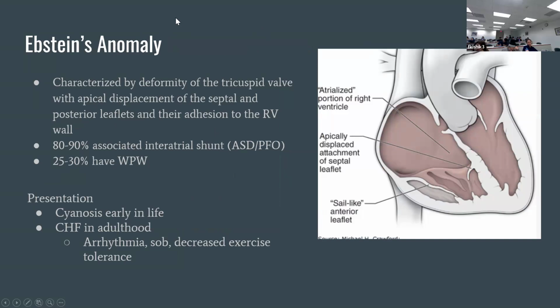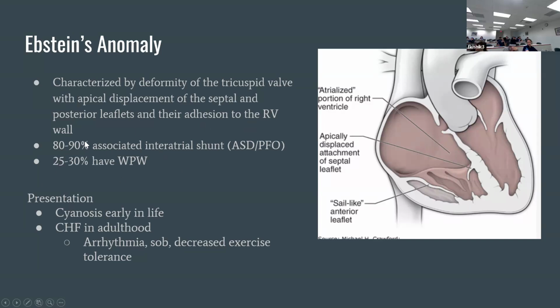Then we have something called Ebstein's anomaly. This is characterized by a deformity of the tricuspid valve. This is when you have apical displacement of the septal and posterior leaflets, and they adhere to the RV wall. So it's basically no tricuspid valve. 80 to 90% will also have an intra-atrial shunt. And 25 to 30% will have WPW.